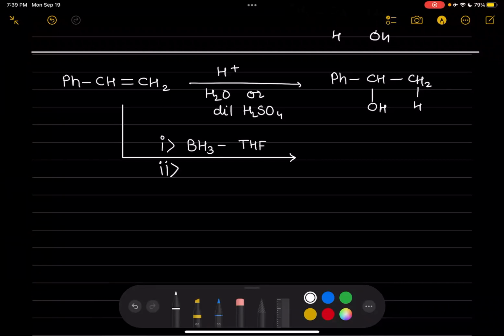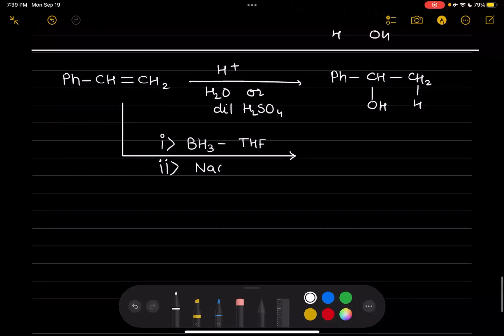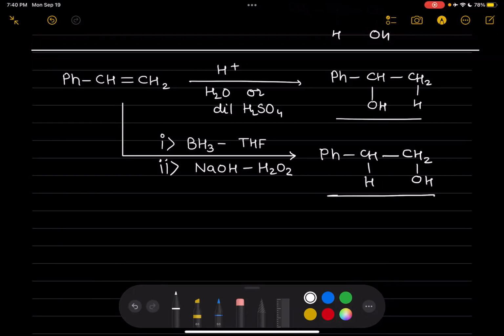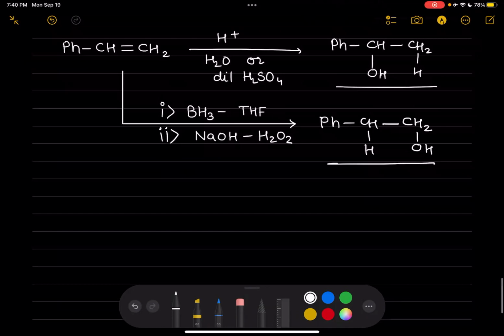And the second is H2O2 and OH minus. This whole process comes under the name of hydroboration and oxidation, HBO, right? So what are you going to get? You are going to get the reverse thing. Actually, boron is going to connect itself outside because it is a bulky atom. So boron will be replaced by OH. And that's how we are going to get it. Is it clear?